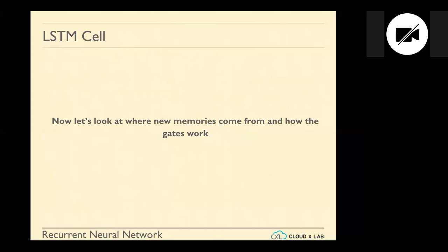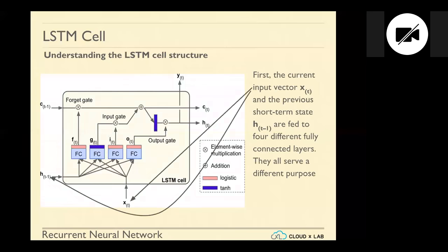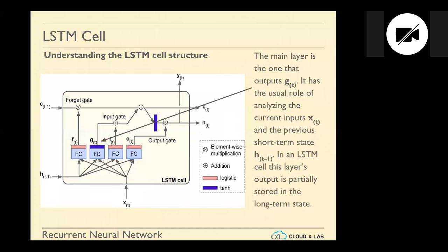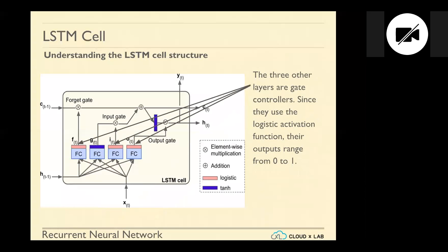Now let's take a look at where new memories come and how the gates work. First, the current input vector xt and the previous short-term state are fed to four different fully connected layers. They serve different purposes. The main layer is the one that outputs gt. It has the usual role of analyzing the current input xt and the previous short-term memory. In an LSTM cell, this layer's output is partially stored in the long-term state. Okay. Now the three other layers are gate controllers since they use the logistic activation function. Their outputs range from 0 to 1.